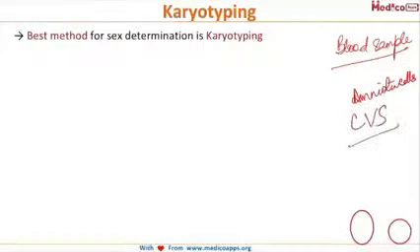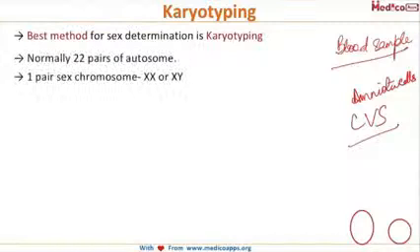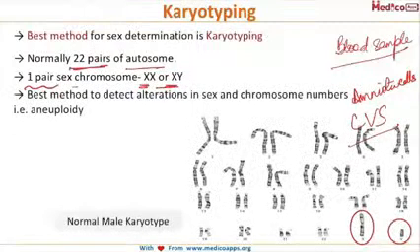So as I told you, karyotyping gives you the entire chromosomal picture of an individual. If the Y chromosome is present, it will be a male, and if the Y chromosome is absent, it will be a female. Normally if we do karyotyping for human beings, we can see that there are 22 pairs of autosomes and 1 pair of sex chromosomes, that is either XX or XY. Here you can see a normal male karyotype. In this we have 22 pairs of autosomes and 1 pair of sex chromosomes, that is X and Y.